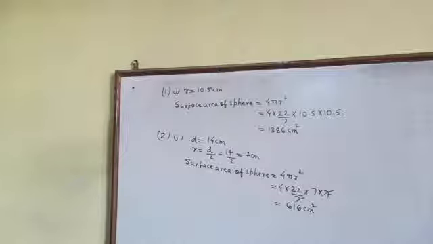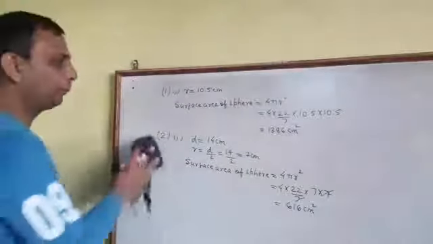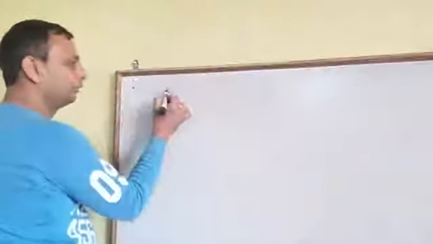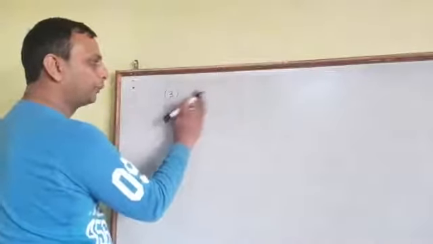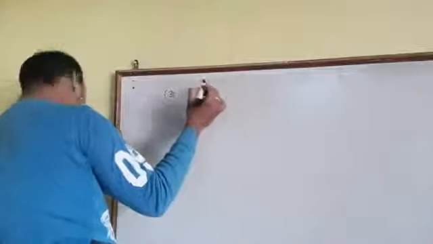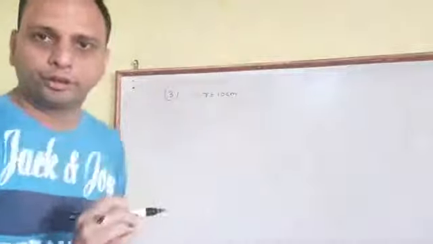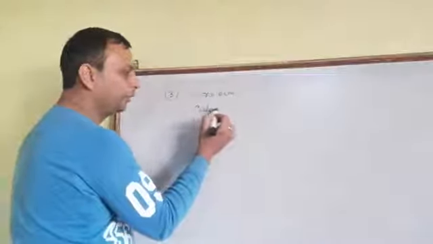Now question number 3. The remaining two you can solve. These are simple questions. The third question says that we have to find the total surface area of the hemisphere, and the radius is given as 10 centimeter. And the pi value we have to put is 3.14.